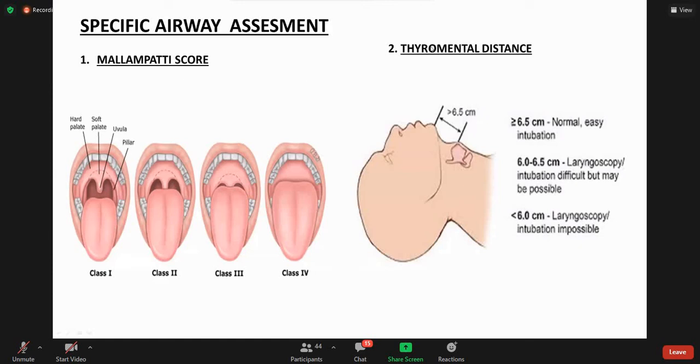So this is Mallampati score, and number 2 is thyromental distance, the distance from mentum, that is chin, and thyroid cartilage. Thyromental distance, basically if it is greater than 6.5 centimeter, the intubation will be easy. If it's between 6 and 6.5 centimeter, laryngoscopy intubation might prove difficult but possible. If it is less than 6 centimeter, it is labeled as difficult या impossible intubation.